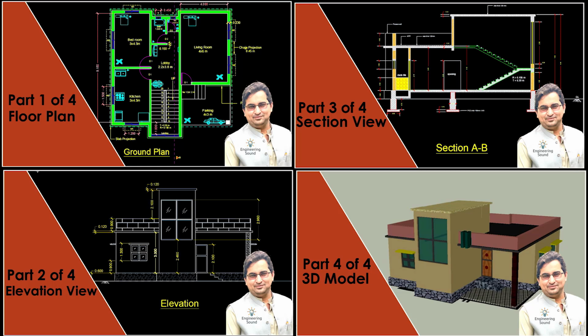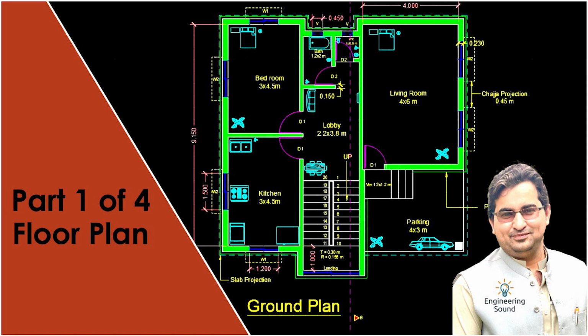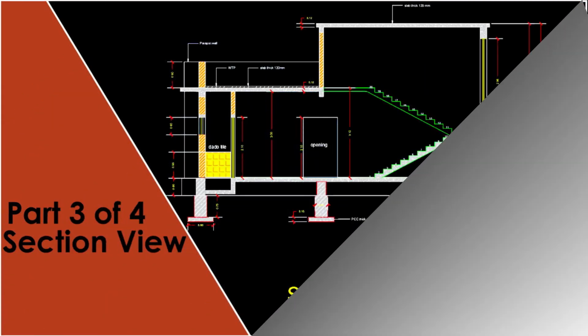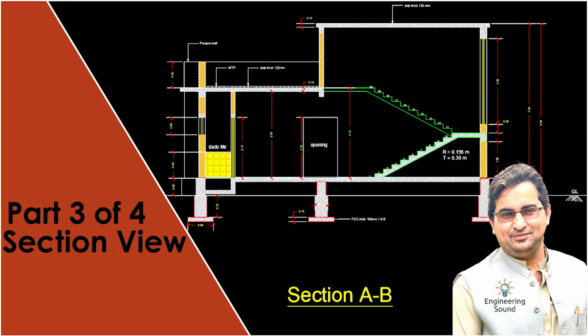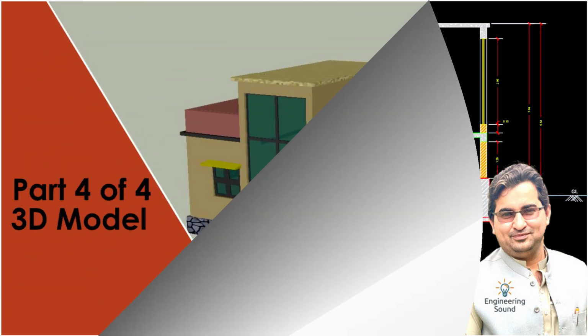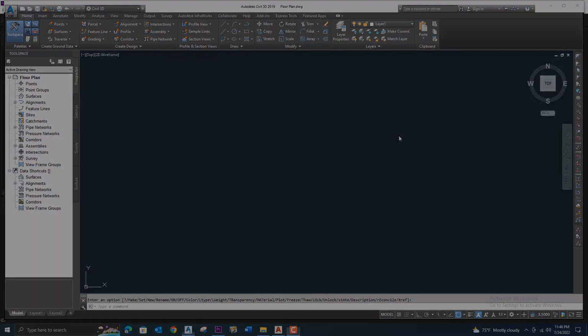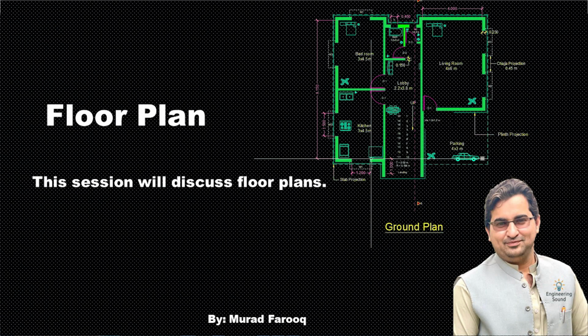In this tutorial, I will tell you about a complete project from start to end. In the first part of this tutorial, I will tell you about the floor plan from start to end. And in the second part, I will tell you about the elevation. And in the third part, I will tell you about the section view. And in the last part, I will explain about a 3D model and a complete rendering process in AutoCAD. Okay, so let's get started with the first part of this tutorial.